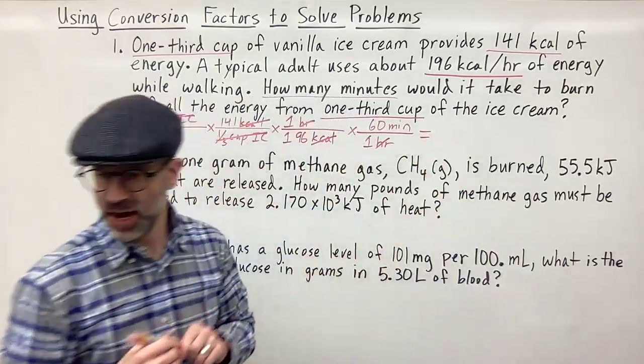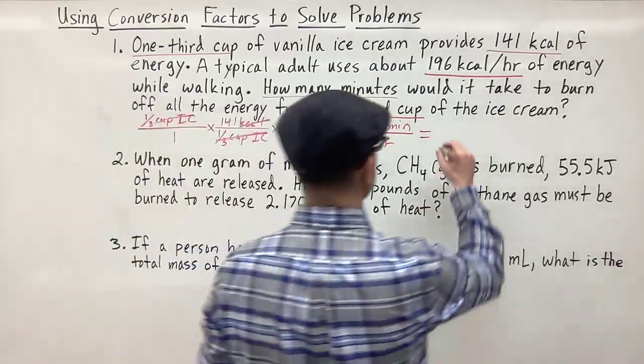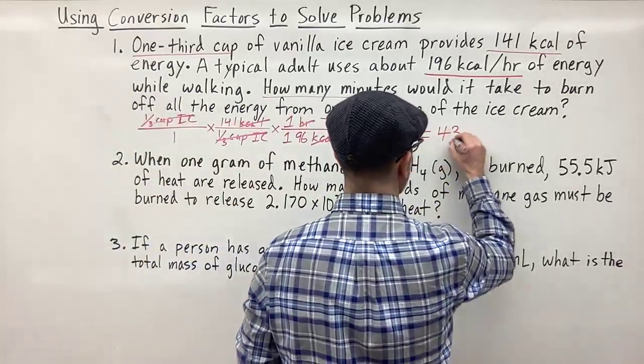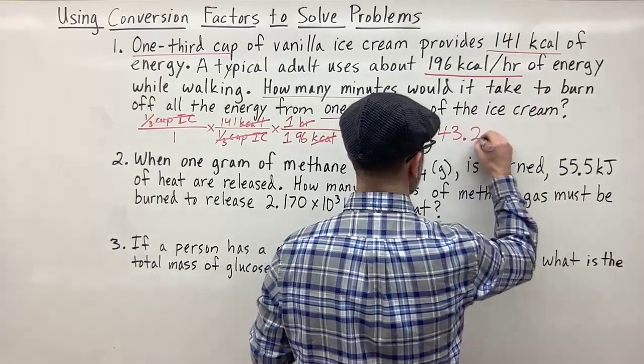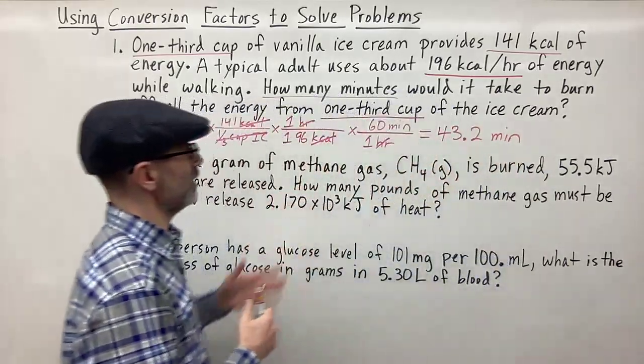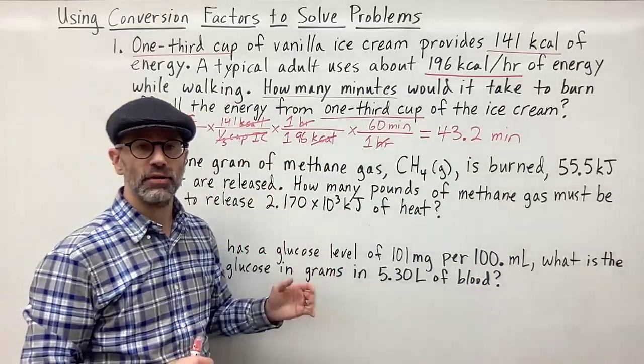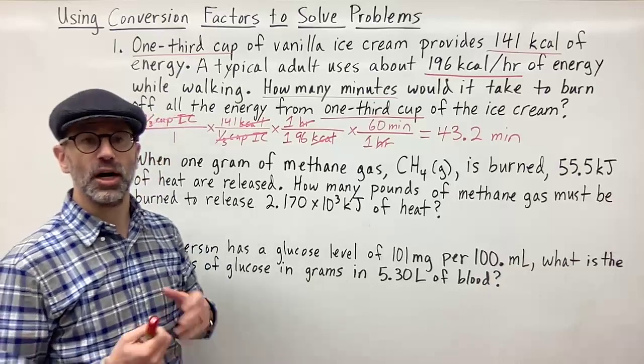And when we do that, we get 43.2. So 43.2 minutes is the length of time it takes to burn off all of the energy from a third cup of ice cream.